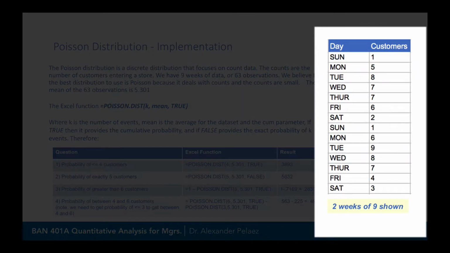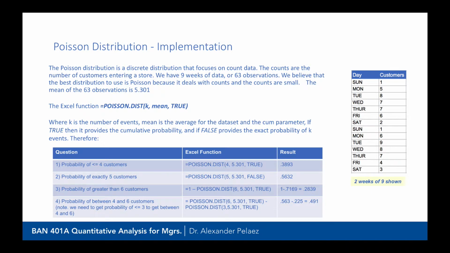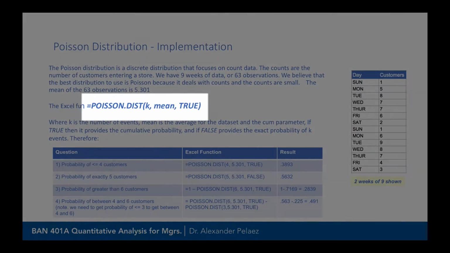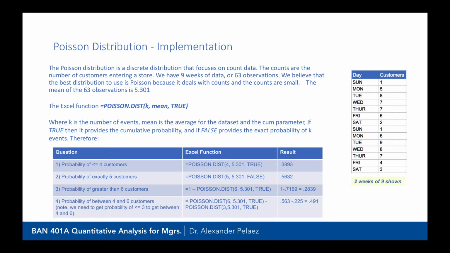So we have 9 weeks of data, or 63 observations. Only 2 weeks are actually shown on the right. And what we've done is we've calculated the mean of the 63 observations as being 5.301. If we use the Excel function Poisson.DIST, with k being the number of events and mean being the average for the data set, and again true, providing the cumulative probability, false if we wanted an exact probability of k events, we would get the following.